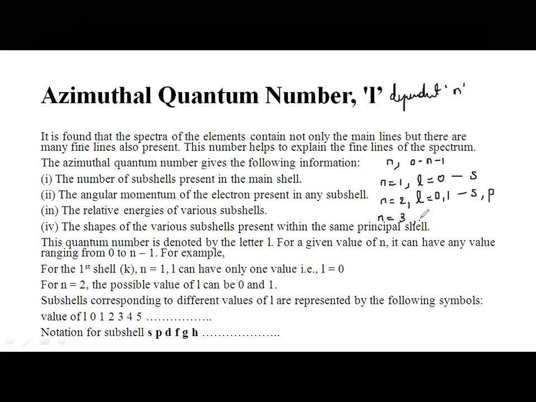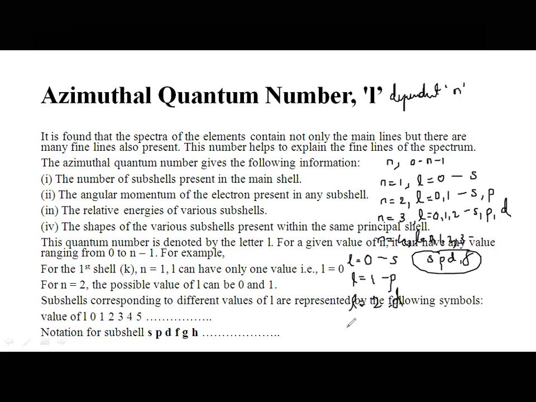n is equal to 3, l value 0 to 3 minus 1. So 0, 1, 2. For 0, it is called s. For l equal to 1, it is called p, and this is d. n is equal to 4, l values vary from 0, 1, 2, and 3. So it is s, p, d, f. These are the subshells. What is the value of azimuthal quantum number for s subshell? 0. l is equal to 1, p subshell. l is equal to 2, d subshell. l is equal to 3, f subshell.